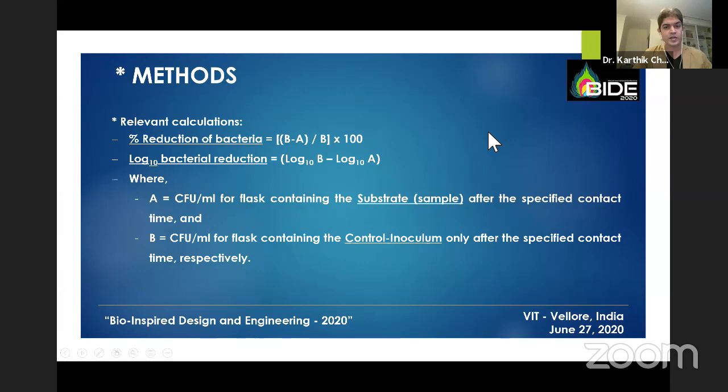So they record the initial concentration of the bacteria. Then we put it with the sample and we agitate. And at the end of the intended exposure time, we look at how much bacteria has died. So B is the amount present in the control, which means in the beginning, and A is the amount along with the sample at the end. By using the percentage reduction formula, B minus A by B into 100, we calculate the percentage reduction, and that is in most cases almost a direct indication of the effectiveness of our sample.